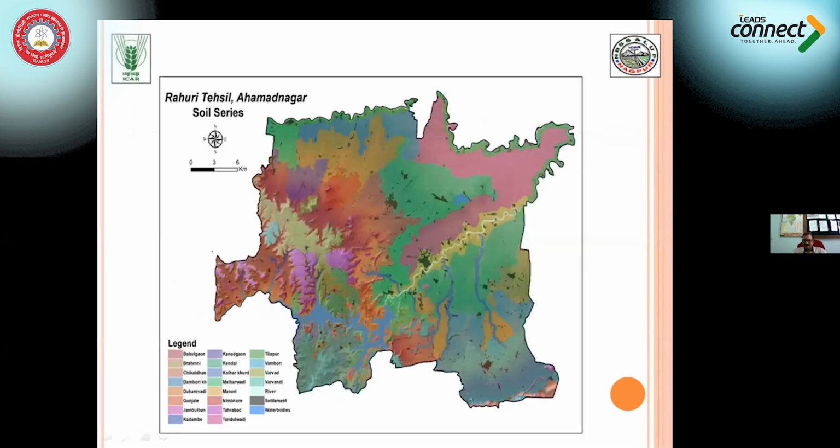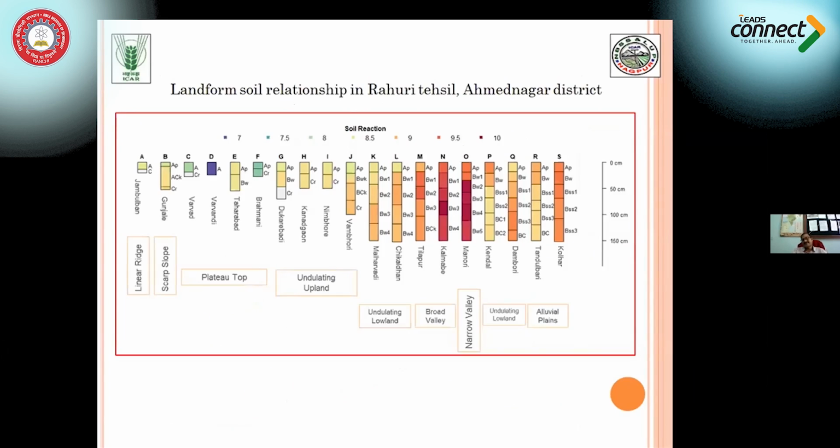After the field soil survey, correlation and analysis, the soils of the district were studied and correlated, and in that tehsil 20 soil series have been identified. The most interesting thing is the landform-soil relationship in the tehsil. Here you can see linear ridge, scarp slope, plateau. This is the elevated portion, and in that portion you can see the soil depth, the pH and the altitude of these soils.